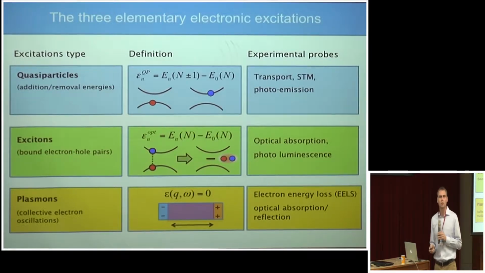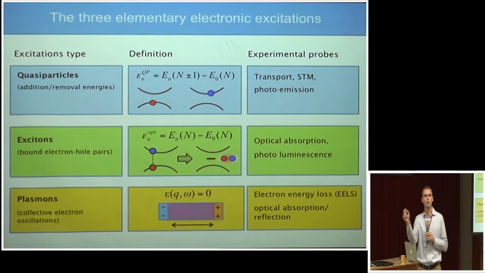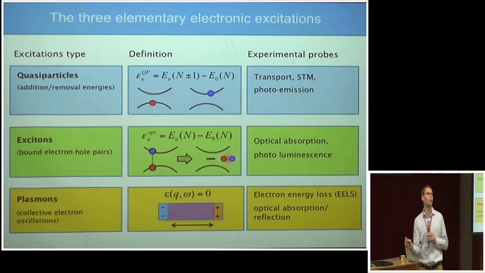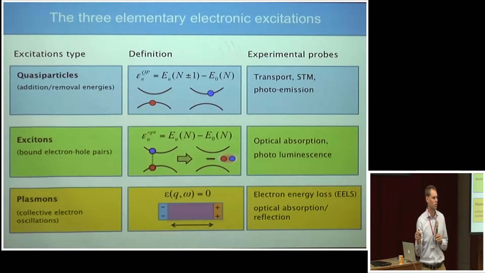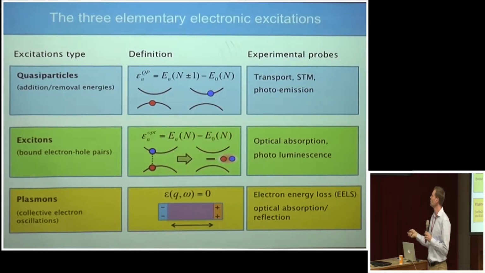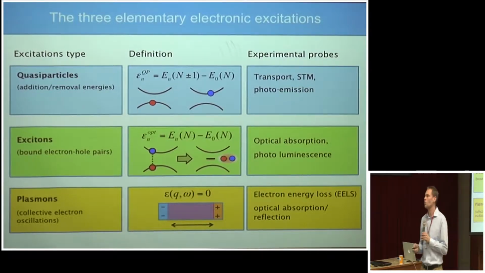Okay, so there are three elementary types of electronic excitations in solid-state physics. There are quasi-particles. That is basically a single electron together with its screening cloud, or a single hole together with the screening cloud. And these quasi-particles make up the band structure. They can be probed in transport measurements or in photoemission, for example. Then we have excitons. These are bound electron-hole pairs, and due to the Coulomb interaction between the electron and the hole, this will lead to bound electron-hole complexes that are sitting below the band gap of the material. And they are probed in optical experiments.